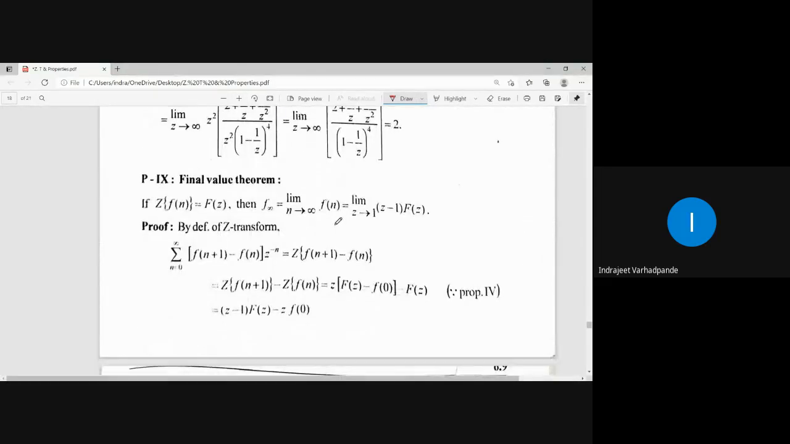The final value theorem is what we require to discuss or study. This is the final value theorem. The statement of the final value theorem is: z of f of n is f of z, then f of infinity, the last term of the sequence, will be obtained as limit n tending to infinity of f of n, which is limit z tending to 1 of z minus 1 into f of z. I have to now show that the final value of the sequence, f of infinity, is limit z tending to 1 of z minus 1 into f of z.